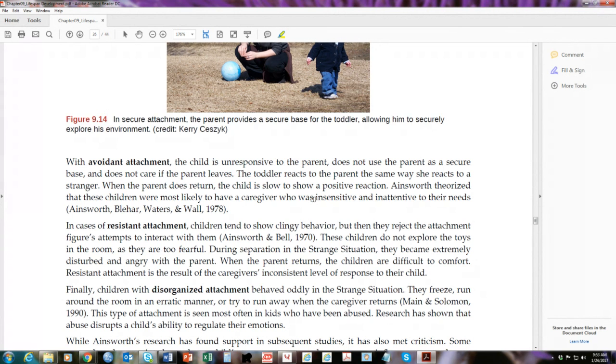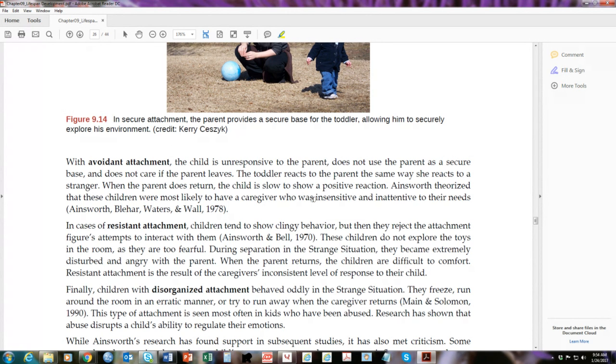Resistant attachment. Children tend to be clingy, and then if mom leaves, there's often a good bit of separation anxiety, and often when mom or caregiver comes back, the child may be inconsolable for a while. So sometimes that's called resistant attachment. And again, it's probably due to just inconsistency in attachment to begin with.